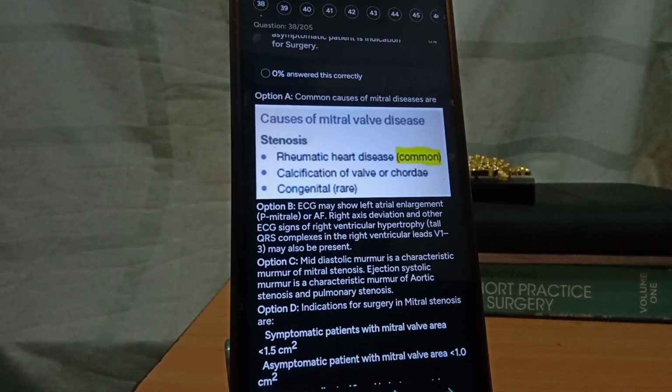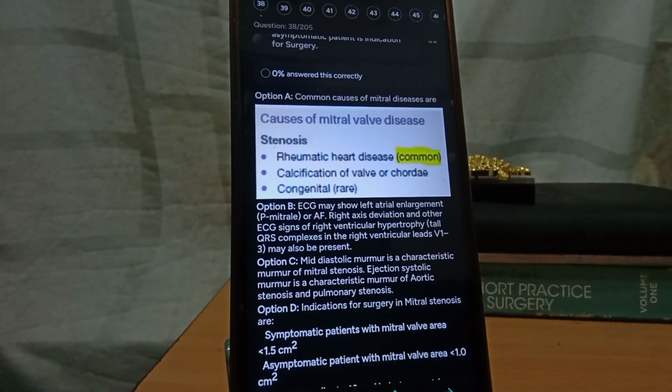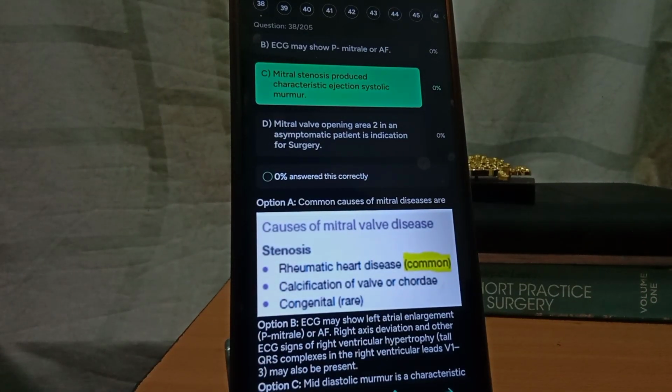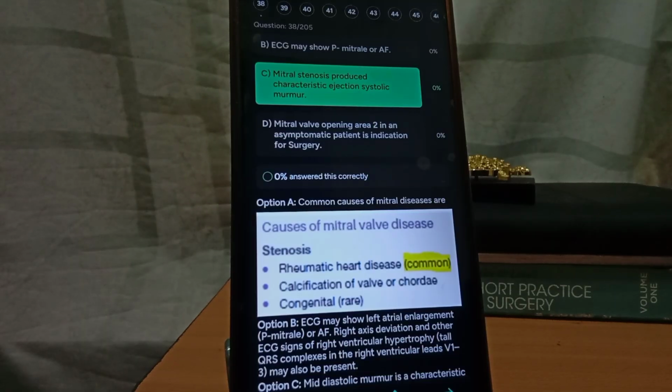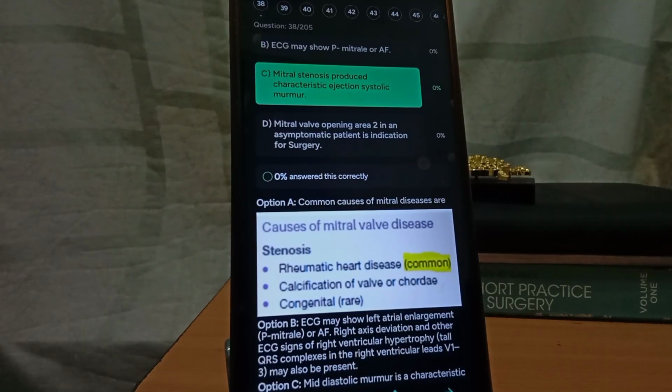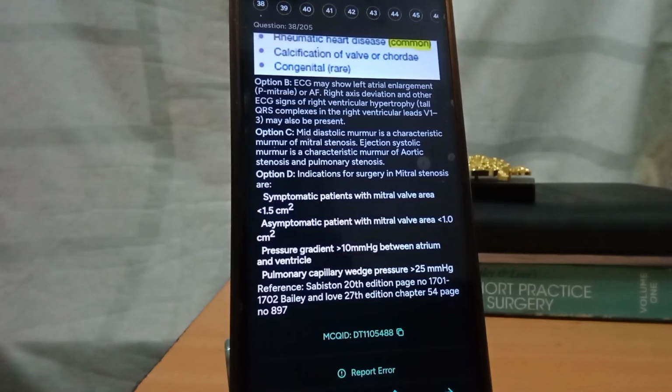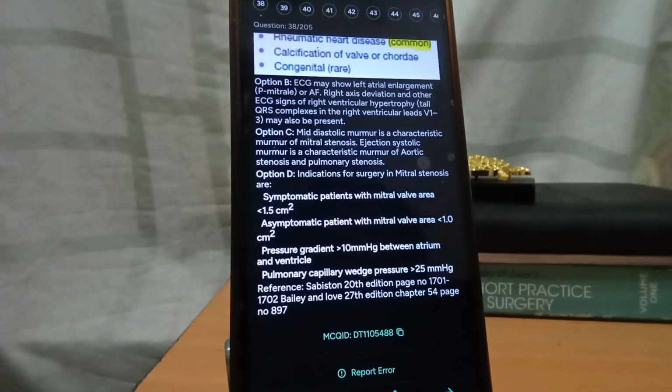Option B is the ECG may show left atrial enlargement, P mitral or atrial fibrillation, right axis deviation, and other ECG signs of right ventricular hypertrophy, tall QRS complex in the right ventricular leads. Then option C is mid-diastolic murmur is the characteristic murmur of mitral stenosis. So here it is option C that is wrong. It tells that mitral stenosis produces characteristic ejection systolic murmur, but mid-diastolic murmur is the characteristic murmur of mitral stenosis. Ejection systolic murmur is the characteristic murmur of aortic stenosis and pulmonary stenosis.